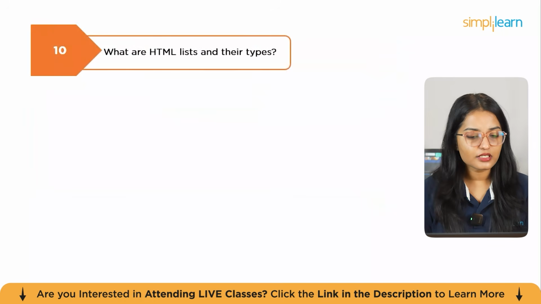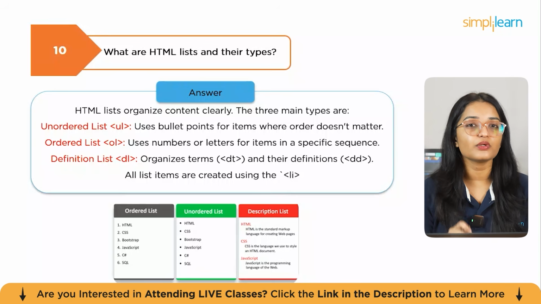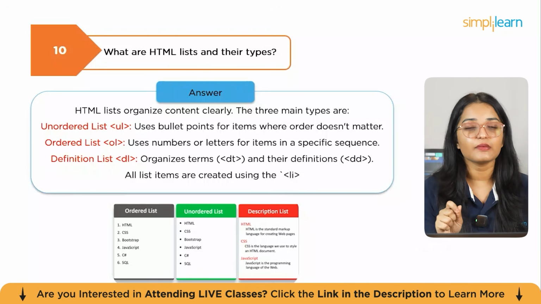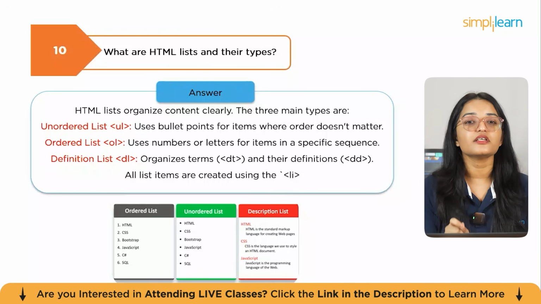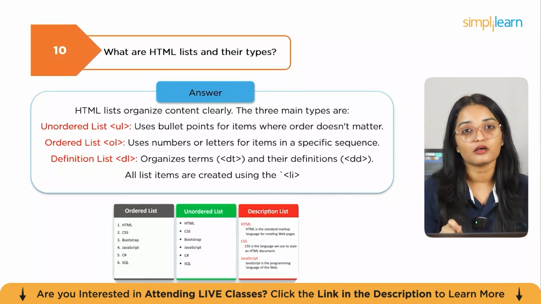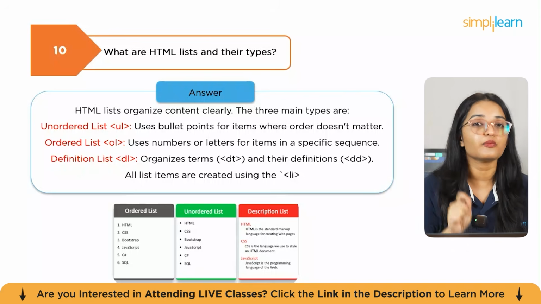Our 10th question is, what are HTML lists and what are their types? Now, to answer this, you would say that HTML lists are used to structure and display content in a clear, organized format. There are basically 3 main types. Now, this type of list is used for items where the order doesn't matter. By default, it displays list items with bullet points.